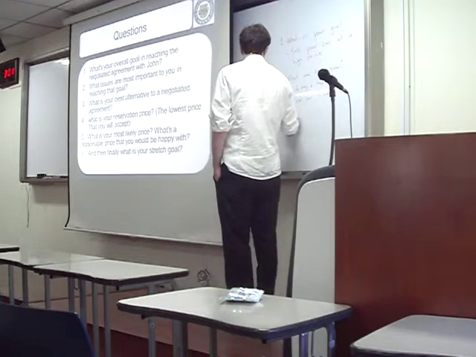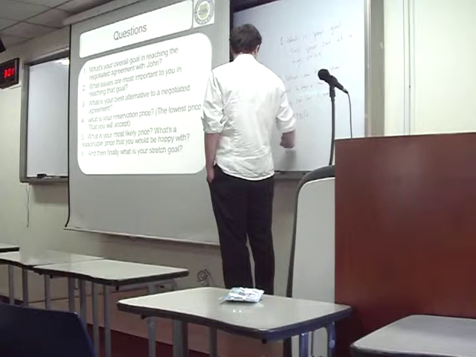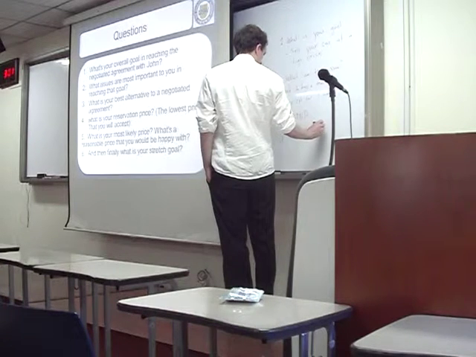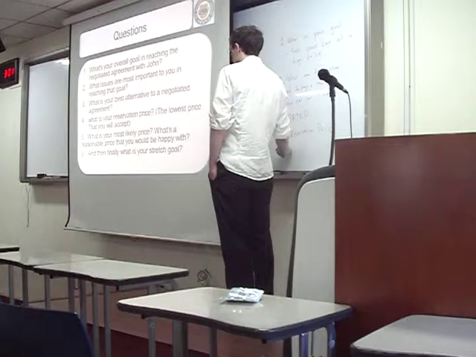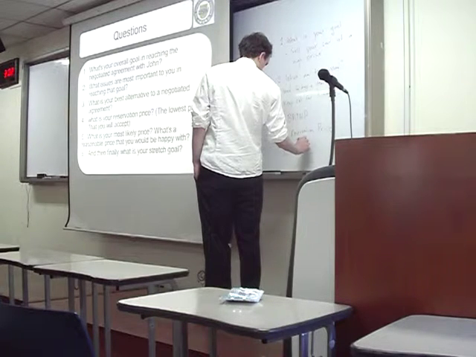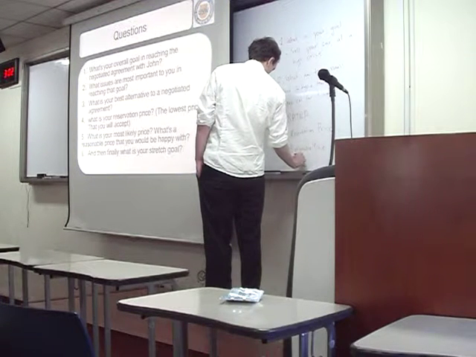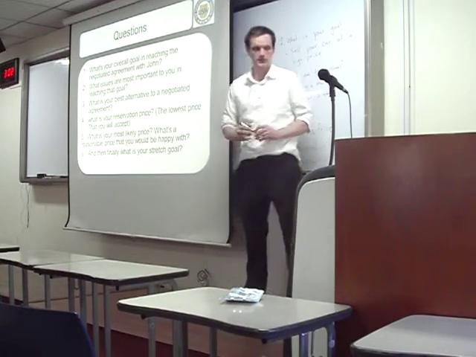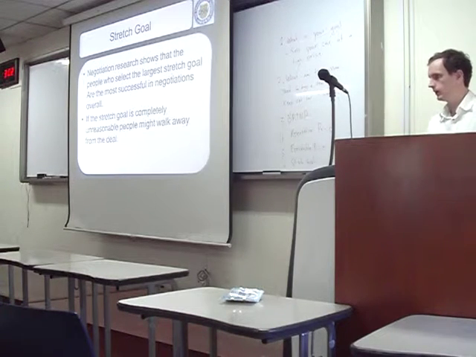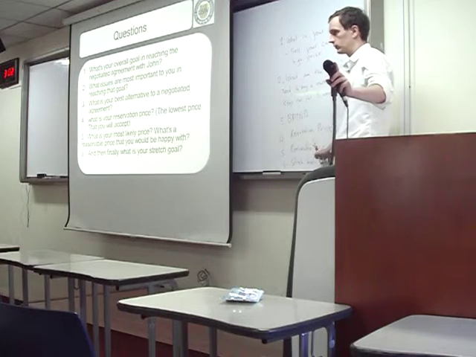So number three, we are going to talk about what is your BATNA. Okay, number four, you're going to discuss with your partner. Number four, what is your reservation price? Reservation price means the lowest price you will accept. Okay. Number five, what is the reasonable price? Or most likely price? And then number six, what is your stretch goal? Your stretch goal basically means where you start negotiating. Okay. So where are you going to start negotiating? What's the first price you're going to say? That's your stretch goal. Do you understand stretching?